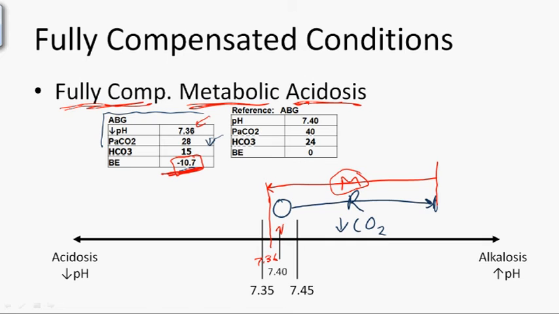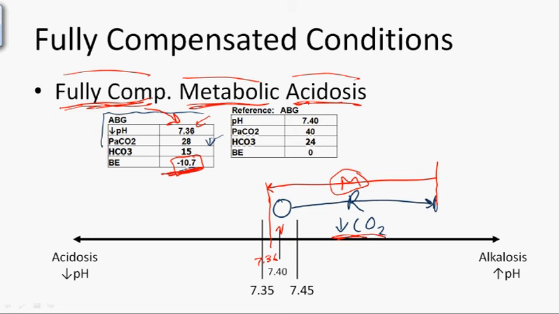But we're going to call this a fully compensated because I've got a normal pH, and yet I've got this seesaw action. My arrows are going back and forth, so I'm in balance. So I've fully compensated for this metabolic acidosis. So the body's retaining a lot of pH because of some other condition, and what I've done is I've actually increased my respiratory rate to blow off the CO2.